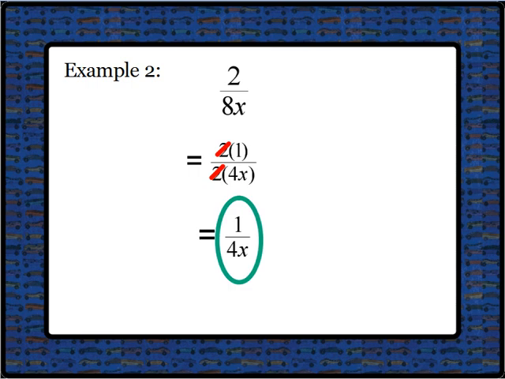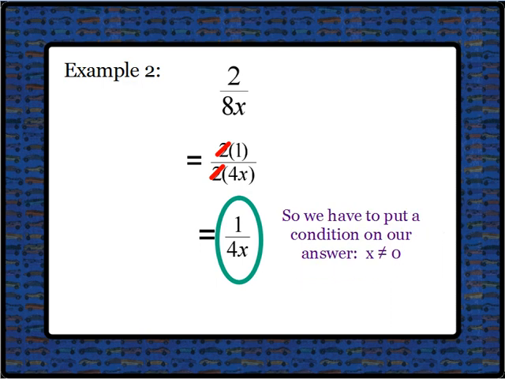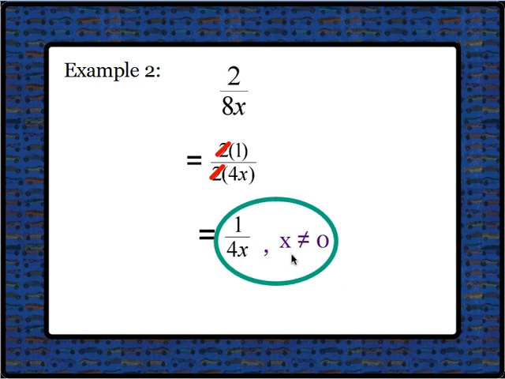We want to be careful now. We're going to talk about domain a little bit. First of all, in any fraction, remember you can't have 0 as a denominator. So 4x cannot be equal to 0, which means that x can't be equal to 0. When we talk about rational expressions, we need to be careful and put a limit on, or a restriction rather, on what our x values can be. In this case, I'm going to put on the condition that x can't be 0. So as part of my answer, I'm actually going to put 1 over 4x when x is not equal to 0.